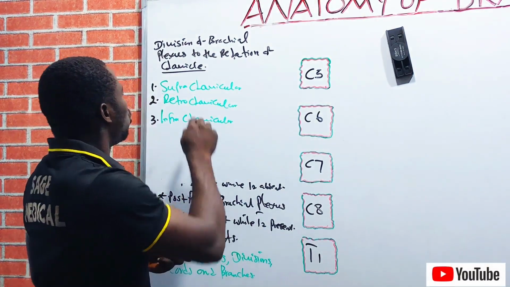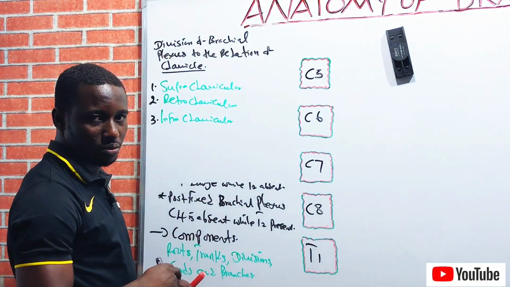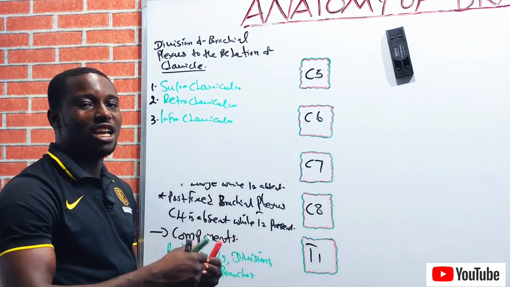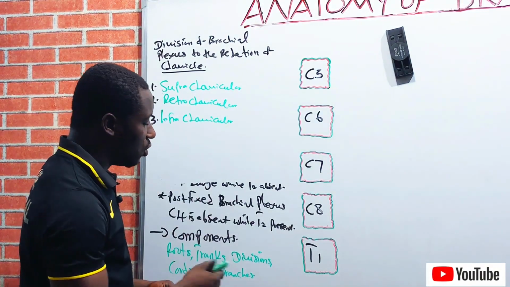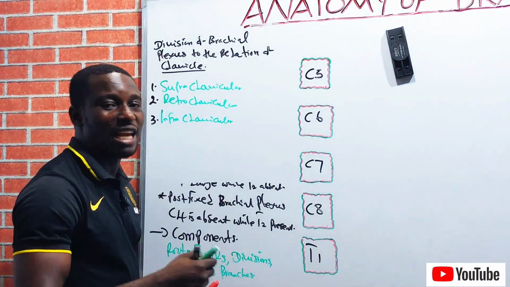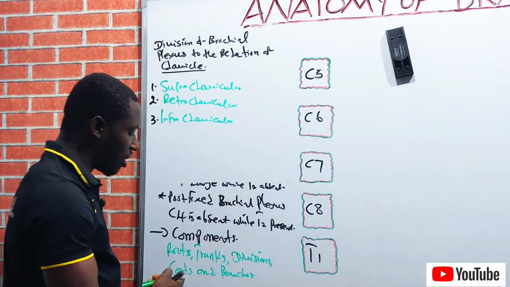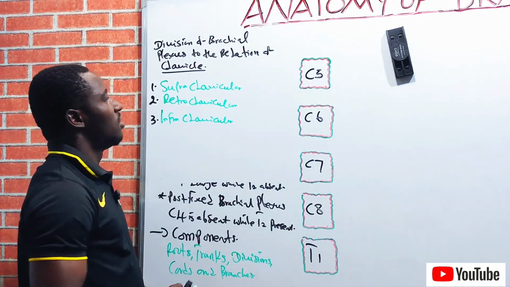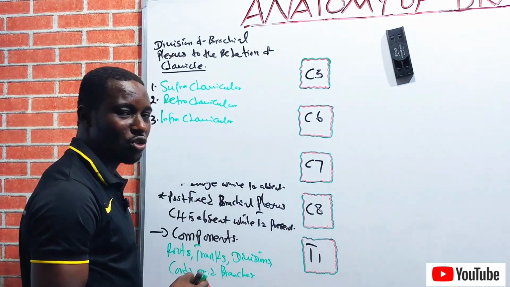Okay. The supraclavicular part of the brachial plexus includes the roots and the trunks. That is what we call the supraclavicular part because they lie above the clavicle. The retroclavicular part includes the divisions. Only the divisions form the retroclavicular part because they lie behind the clavicle. The infraclavicular part includes the cords and the branches because they lie inferior to the clavicle. This is how the brachial plexus is divided according to the relation of the clavicle bone.